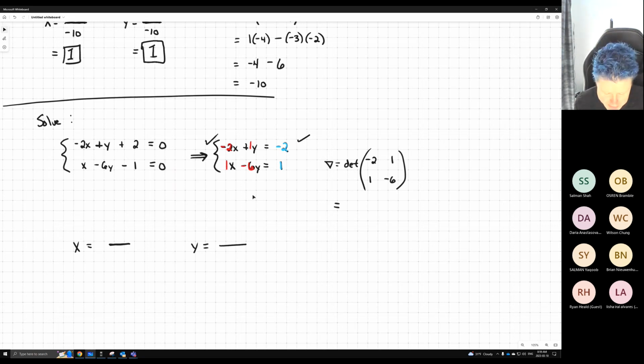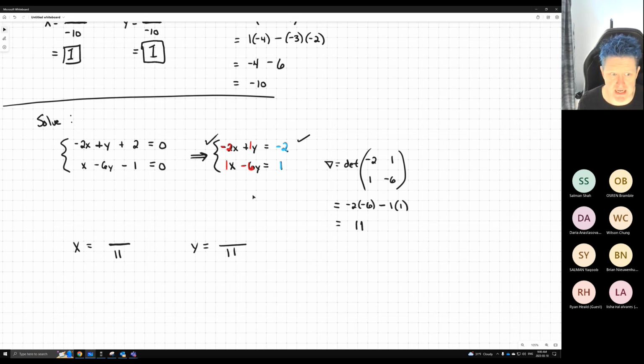The determinant here is -2 times -6 minus 1 times 1. So I believe that's 11. So 12 minus 1 is 11. If you guys see me make a mistake, let me know. Okay, so there is my denominator.